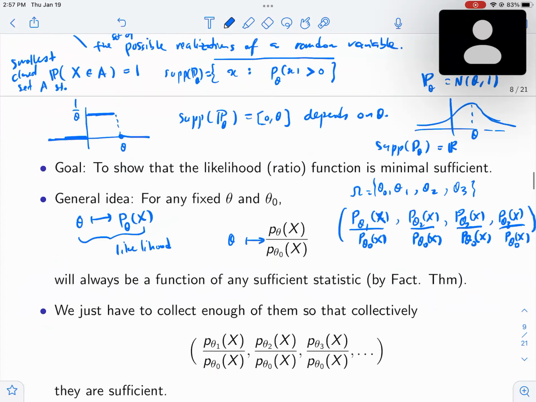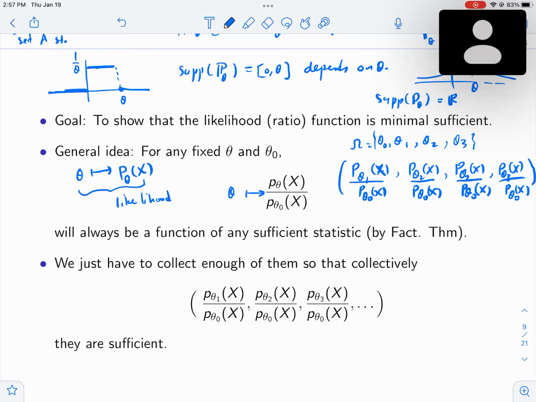To show that this is sufficient is sort of easy. That follows from the factorization theorem. You show that each one of them is sufficient, then you concatenate them, it's going to be sufficient. Oh, sorry, that's not right, it's the other way around. To show that this is a function of any sufficient statistic is easy. To show that it is sufficient is not easy. I'm going to correct myself. So it's easy to show that this is a function of any sufficient statistic.